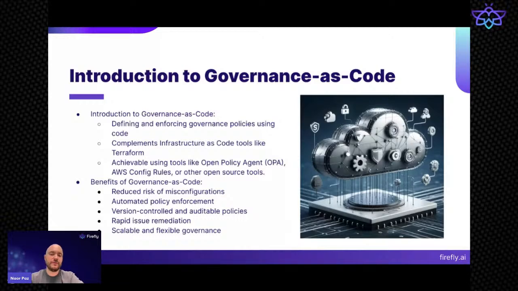5. Scalable and flexible governance. Governance as code allows you to scale your governance policies alongside your infrastructure, ensuring they remain relevant and effective as your cloud environment grows and evolves. By leveraging these benefits, governance as code can help you achieve a more secure, compliant, and efficient cloud infrastructure. In the next slide, we'll introduce the 4 key steps to implementing governance as code effectively.